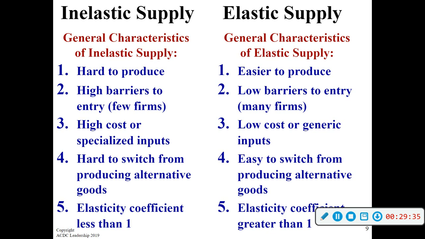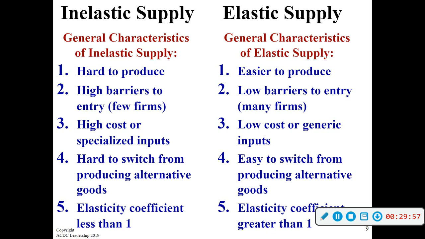High costs or specialized inputs. Once again, you know, if you want to start building your own rockets to compete with Tesla, well, you're going to have a pretty uphill climb to do that. Hard to switch from producing alternative goods. And elasticity coefficient of less than one, so that stays the same.